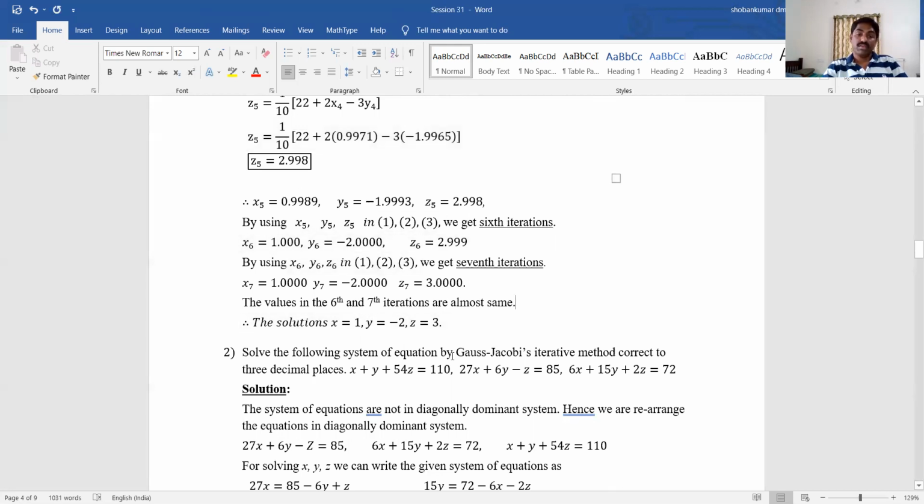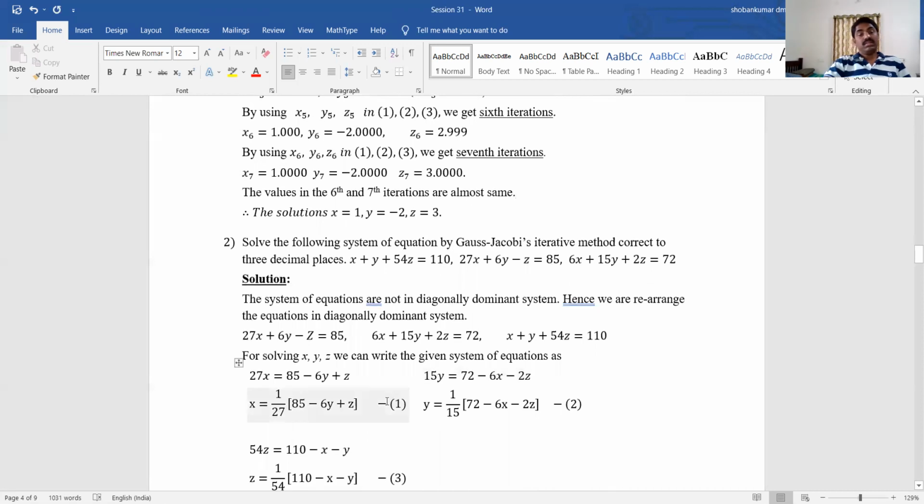3. And another example: solve the following system of equations by Gauss-Jacobi's iterative method, correct to 3 decimal places. The system of linear equations are x plus y plus 54z is equal to 110, 27x plus 6y minus z is equal to 85, 6x plus 15y plus 2z is equal to 72.